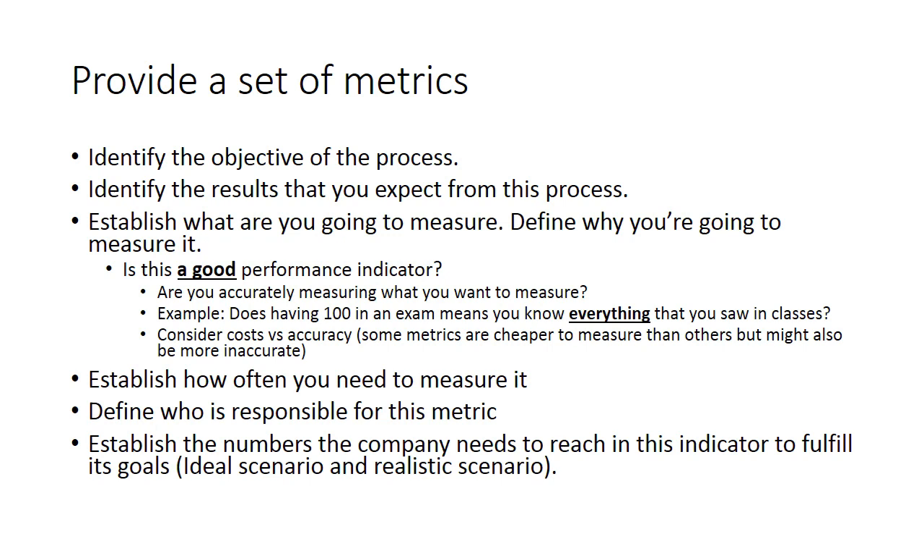So the first step says that you have to identify the objective of the process. After knowing the objective of the process, you will be able to identify the results that you expect from this process, which in turn will be very helpful to establish what you are going to measure. And also in this part, you have to define why you're going to measure it. This is because you have to consider if the metric that you're proposing is a good performance indicator.